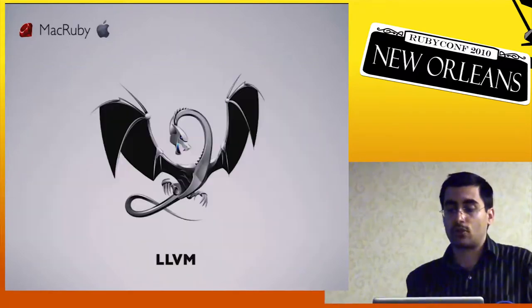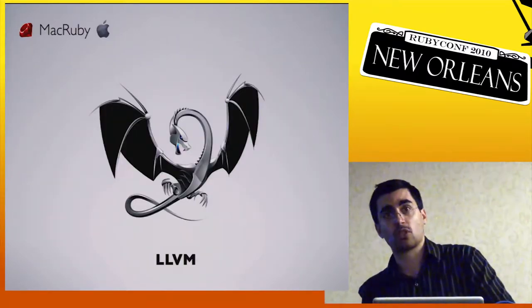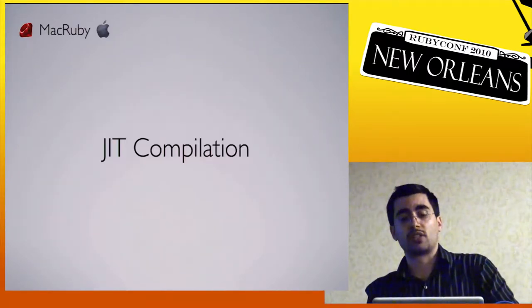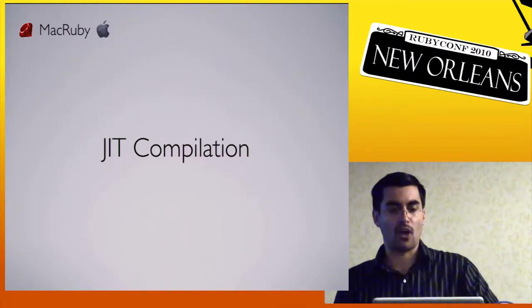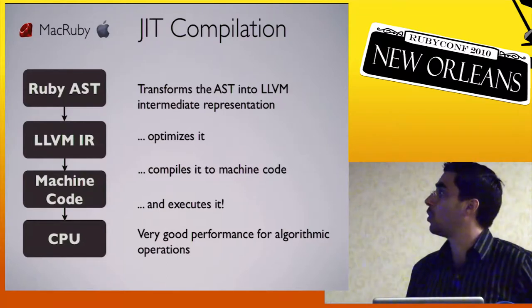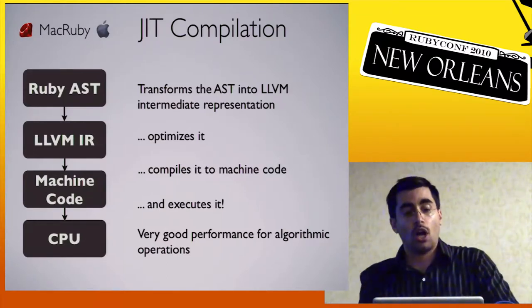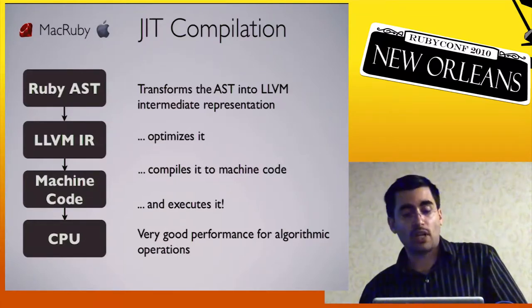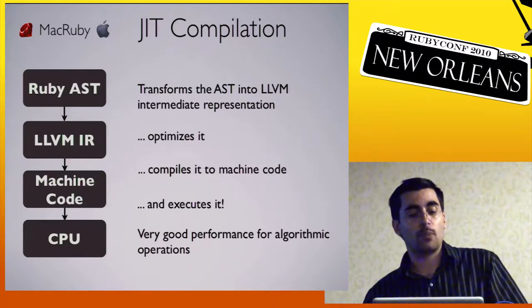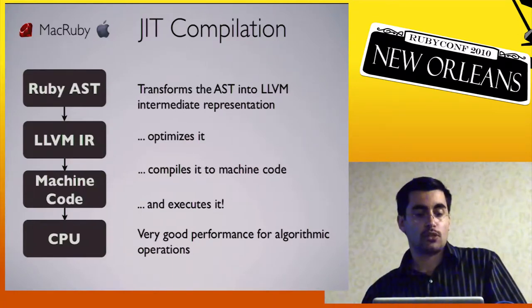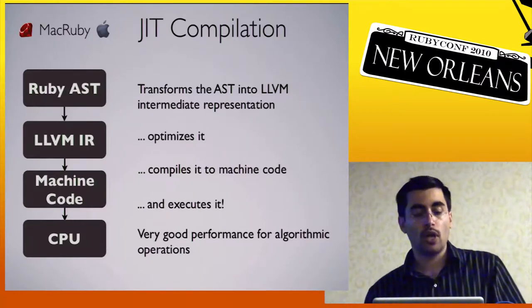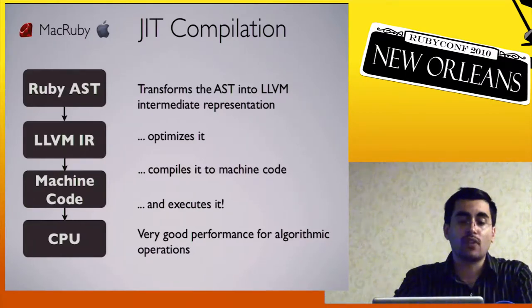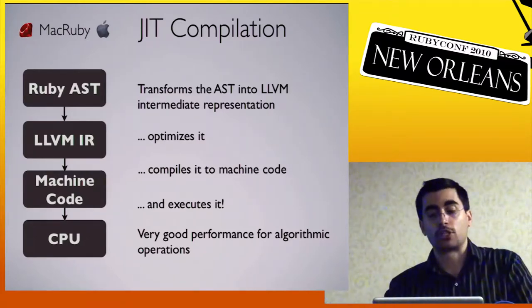and that allows us to do a lot of things. LLVM gives us the opportunity to do just-in-time compilation. For those who are not really familiar with how that works, here's a small explanation. We transform the abstract syntax tree into an LLVM intermediate representation. Once we have that, we can optimize it, compile it to machine code, and execute it. The advantage of doing that is we get really good performance for algorithmic operations.